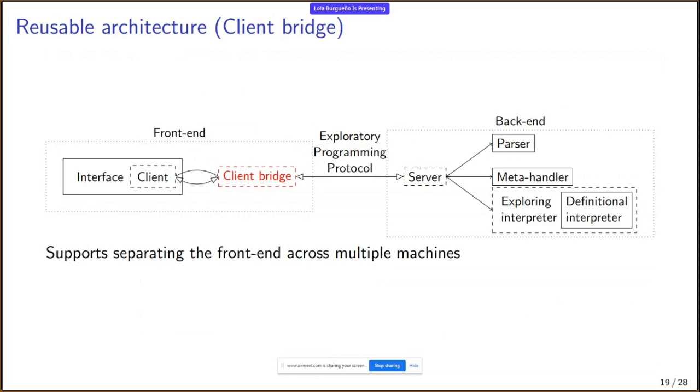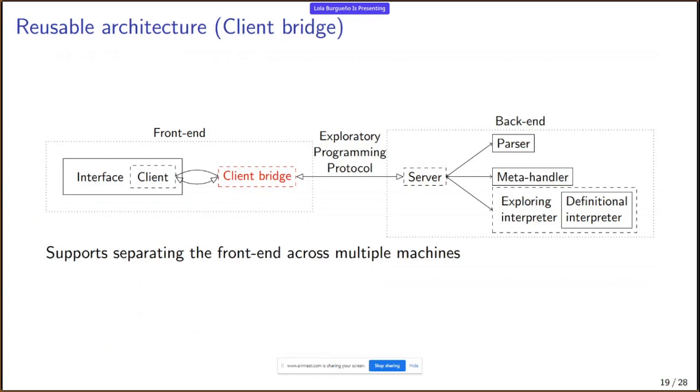Then we have a client bridge. This is essentially just a layer of indirection to allow us to have the front end split across multiple machines. This is used in our example, in our implementation, to implement an HTML front end that communicates via WebSockets. So essentially, the client bridge runs on one server. This communicates with the client over WebSockets, and then the client bridge communicates with the server over just a normal socket over the exploratory programming protocol.